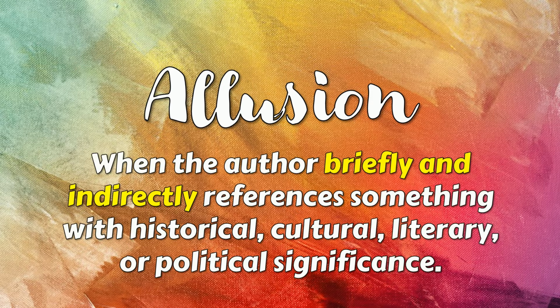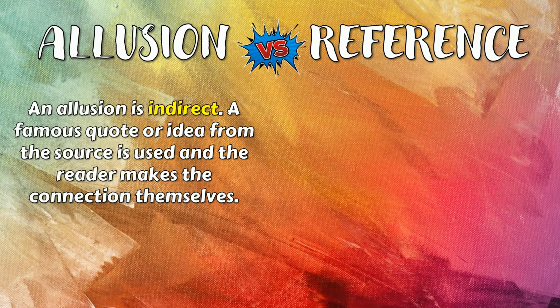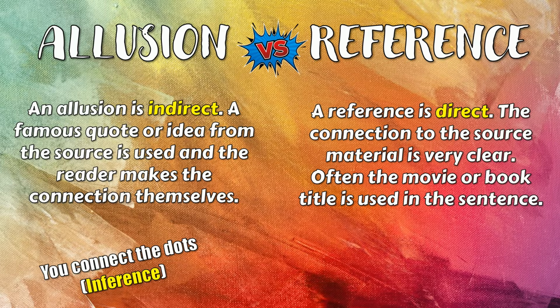Let's talk about the difference between an allusion and a reference. If we go back to our definition, we see that allusions aren't mentioned explicitly. An allusion is indirect. A famous quote or idea from the source is used and the reader makes the connection themselves. A reference, on the other hand, is direct. The connection to the source material is very clear. Often the movie or book title is used in the sentence. Basically, for an allusion, you connect the dots. For a reference, the text connects the dots for you.